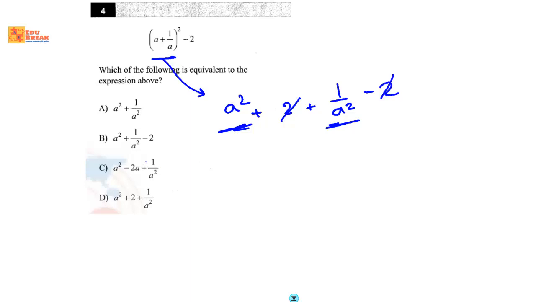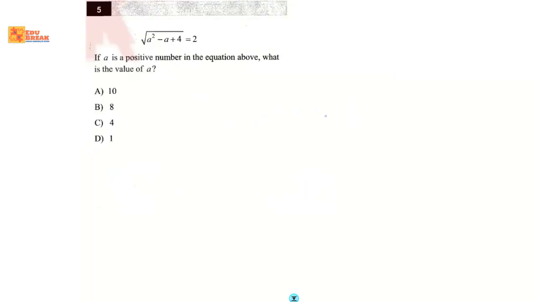Question 4. We have a plus 1 over a, all squared, minus 2. Which of the following is equivalent to the expression above? We have a perfect square, so it will be first squared, second squared, and 2 times first times second. It means 2 minus 2, cancel 2 with negative 2. So we have a squared plus 1 over a squared, which is A. Next one.